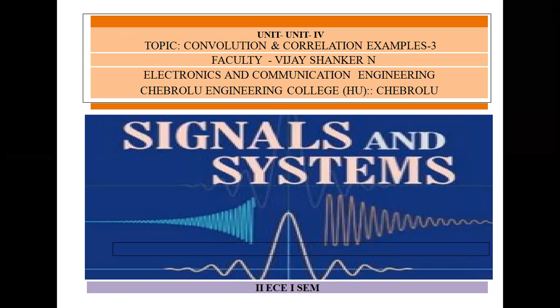Today, we are going to discuss the convolution and correlation examples. In the last two classes, we also discussed the convolution examples, the continuous-time graphical representation and the discrete-time graphical representation. So today, we are going to discuss some examples in correlation and convolution.